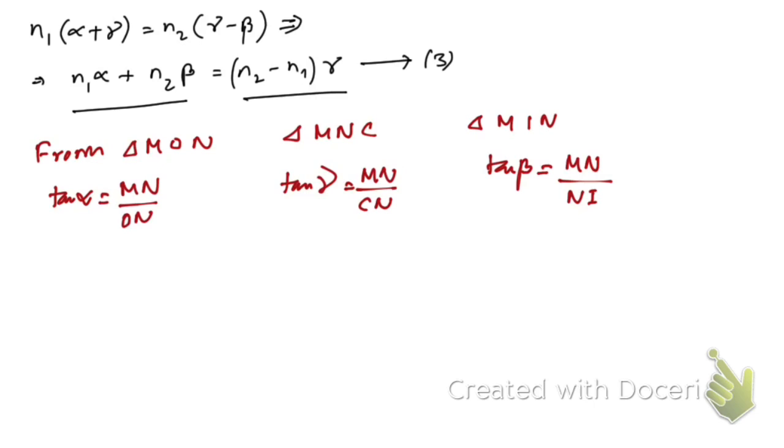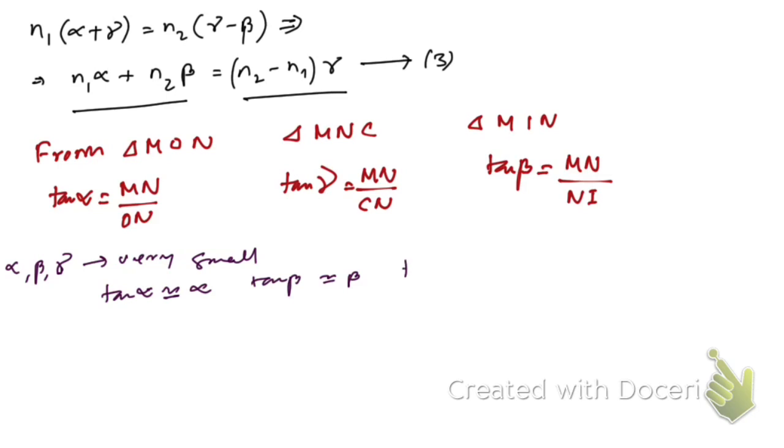So we have got these 3 relations. As I have already mentioned earlier, alpha, beta, gamma, these angles are very small. So we can write that tan alpha is approximately equal to alpha. Similarly, tan beta is approximately equal to beta, and tan gamma is approximately equal to gamma, right? So this can be replaced by gamma, this can be replaced by alpha, and this can be replaced by beta.